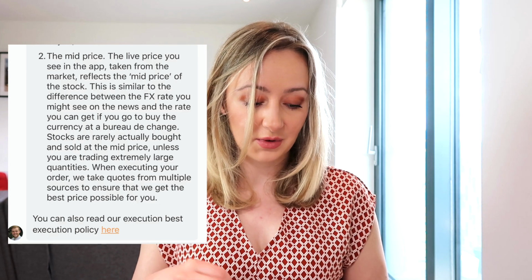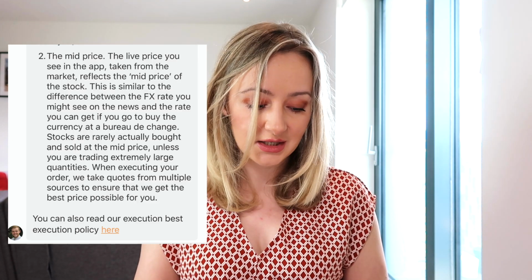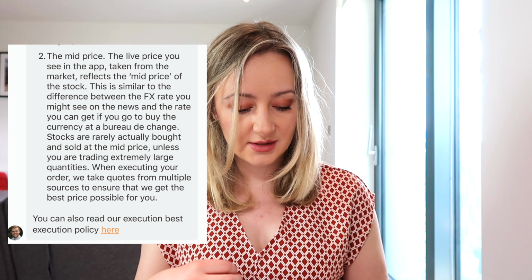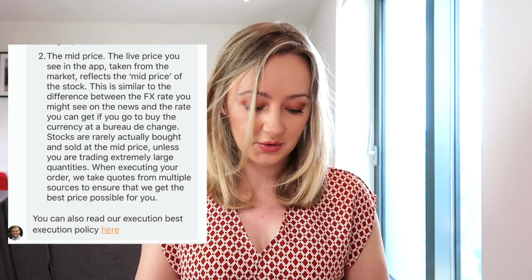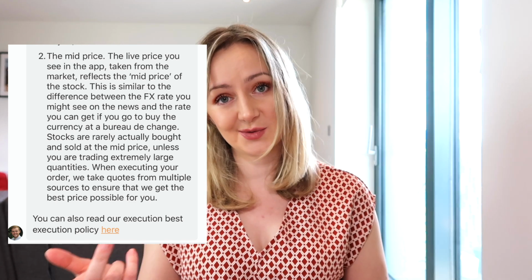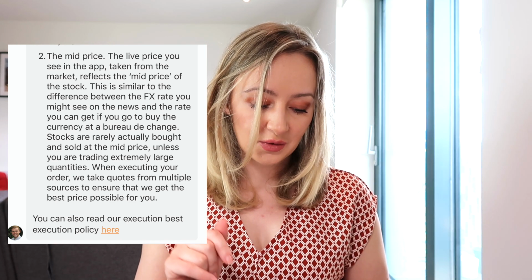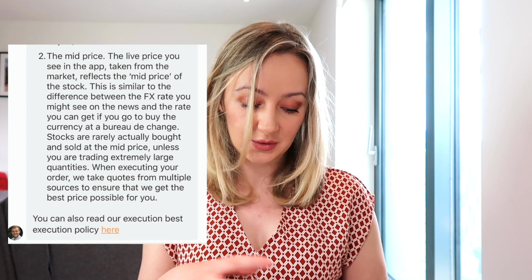So what they said about it was, the live price you see in the app taken from the market reflects the mid price of the stock. This is similar to the difference between the FX rate you might see on the news and the rate you get if you go buy the currency at a bureau de change. Stocks are rarely actually bought and sold at the mid price unless you are trading extremely large quantities. So that's what I just said. When executing your order, we take quotes from multiple sources to ensure that we get the best price possible for you. So again, unless you're trading huge quantities, it's not a big deal, but it is something to consider.